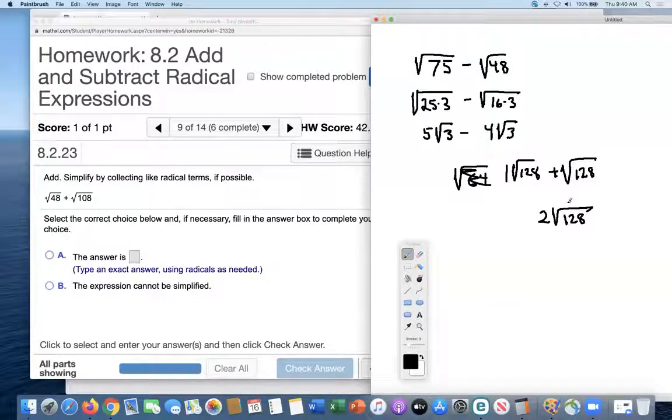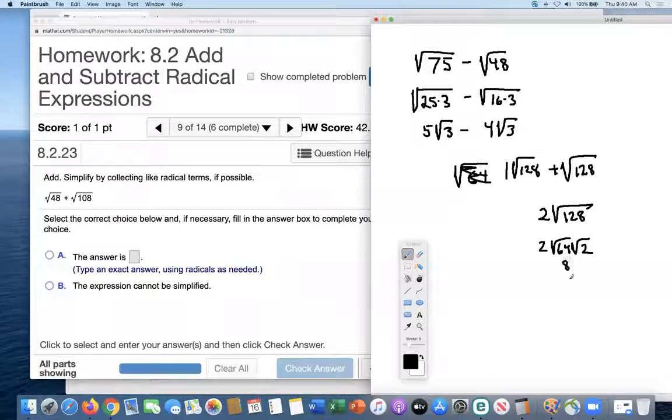Now, just focus your eyes on that. Can we break down 128? Yeah. Square root of 64, square root of 2. Square root of 64 is 8. 2 times 8, those are whole numbers I can multiply. 16 square root of 2. That would be the answer to the problem. So please don't go in there and just come up with your own math. They're bundles. You can't go inside the bundles and combine them.